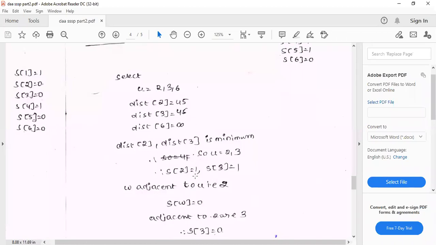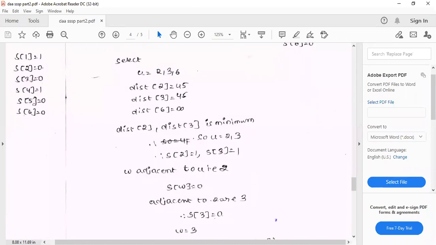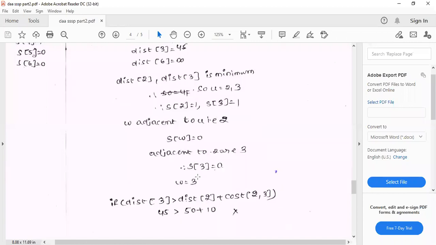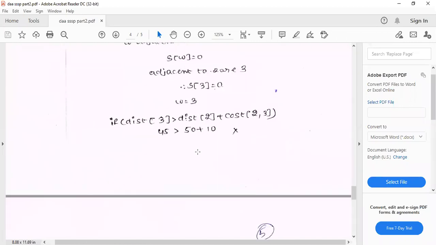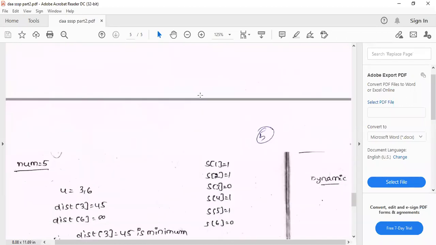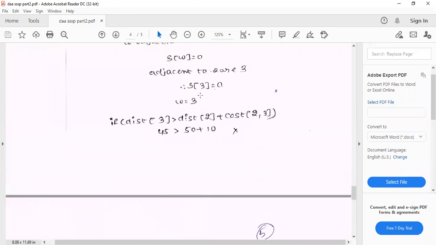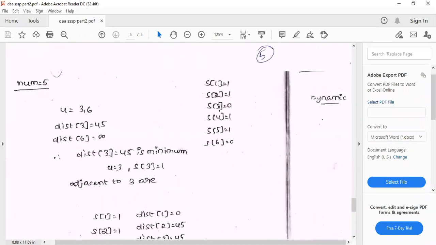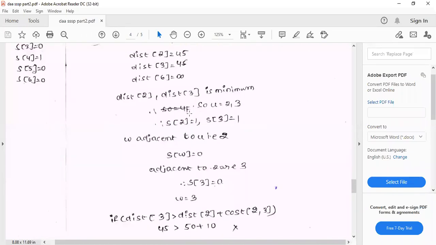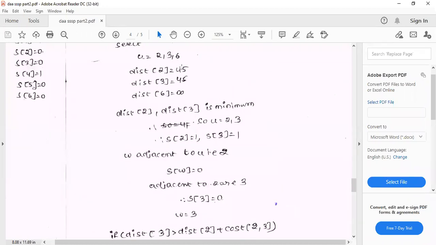First we consider W equal to 2 and update the distances adjacent to 2 and adjacent to the third vertex. Adjacent to 2, 45 is not greater than 50, so distance 3 is not updated. Next we visit the second vertex, the second nearest vertex, with distance 45.